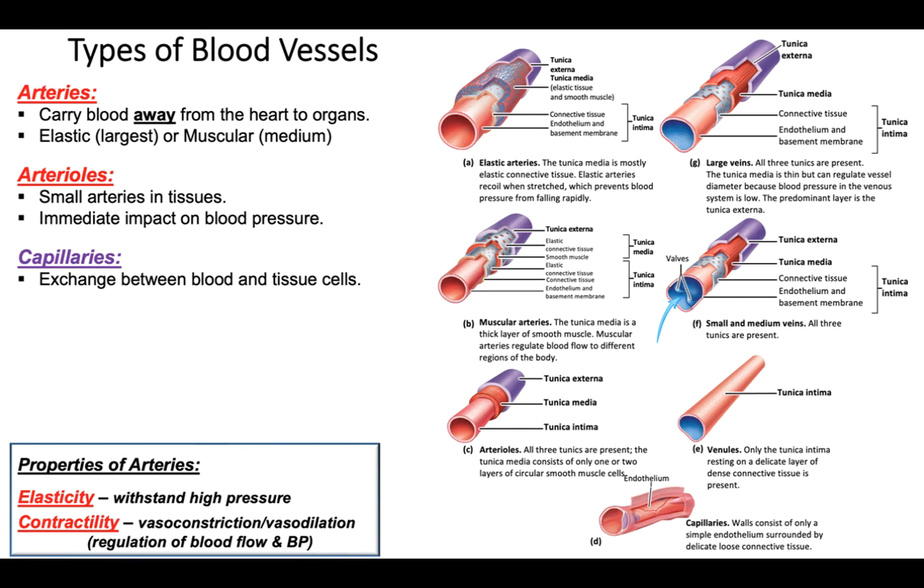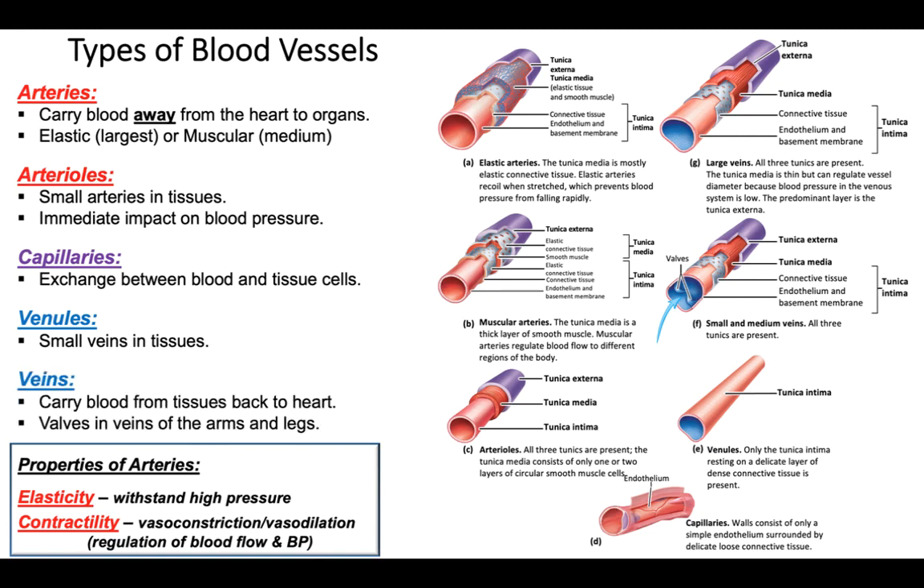So that wall of the capillary has to be very, very thin. So it's just a single layer of flat cells surrounded by a little bit of connective tissue called the basement membrane. Then we go to venules. And a venule is a small vein, so it's going to have the same function. We're going back towards the heart.